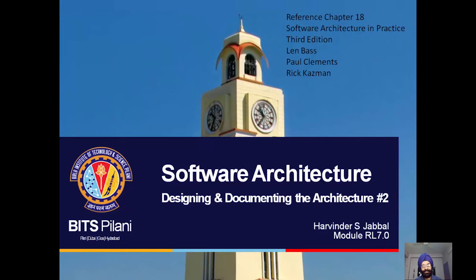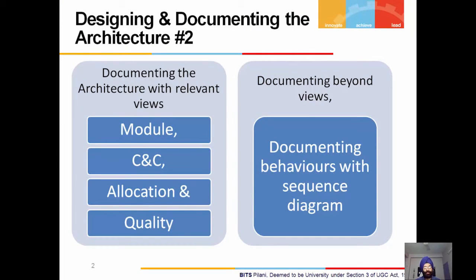This is the second series on designing and documenting the architecture. We have been looking at various views. So documenting is basically about creating module views, component and connector views, allocation views, and some views to depict quality. We sometimes document beyond views where we document the behavior of a system. We use various UML diagrams to indicate the behavior of a system.